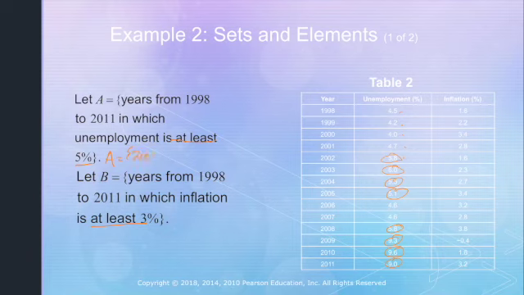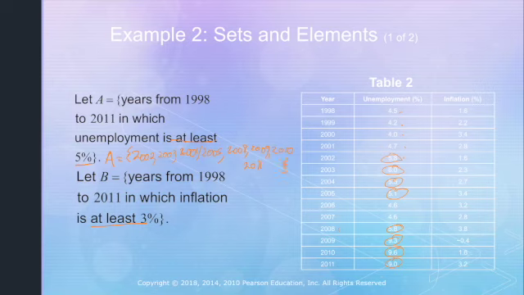Let me write these down. 2003, 2004, 2005, and then it also includes 2008 through 2011. So I've got 2008, 2009, 2010, and 2011, and we denote this with braces.